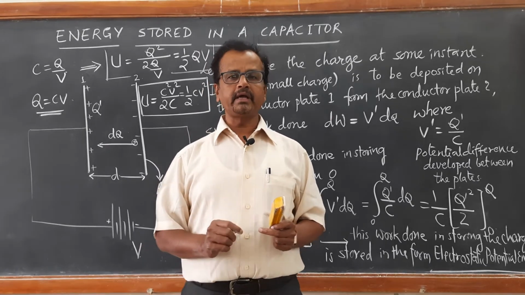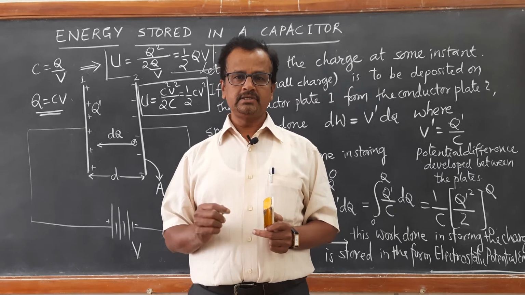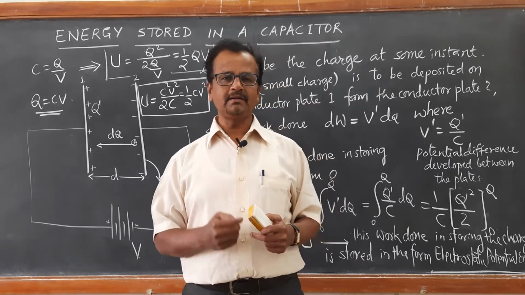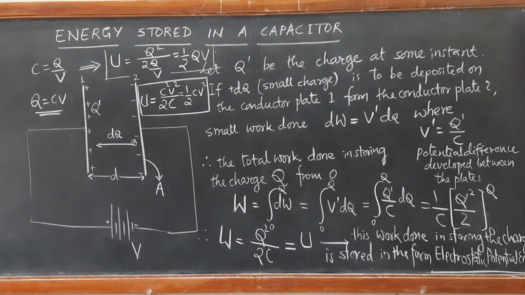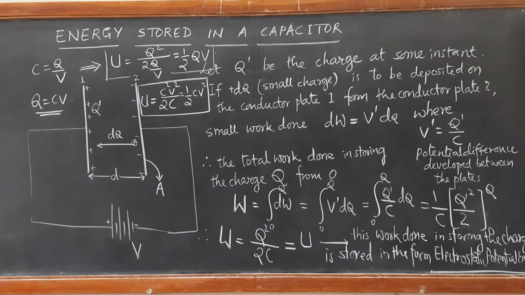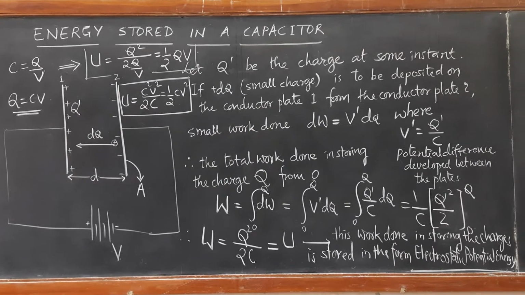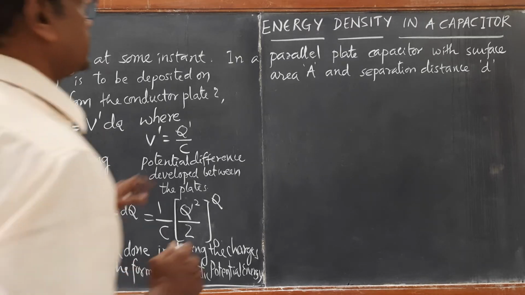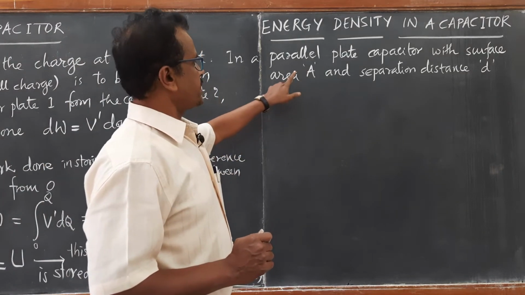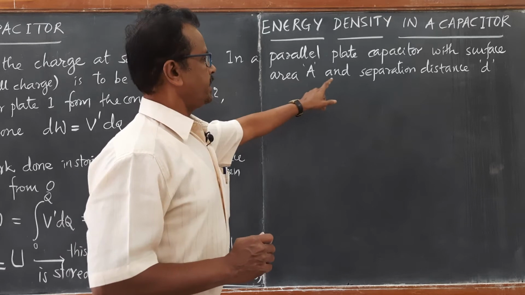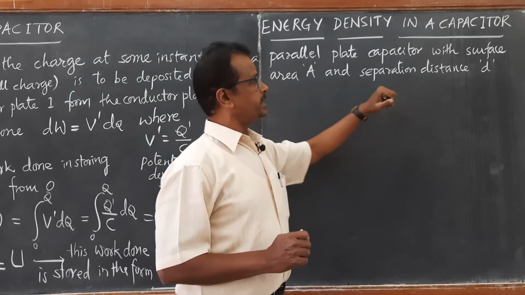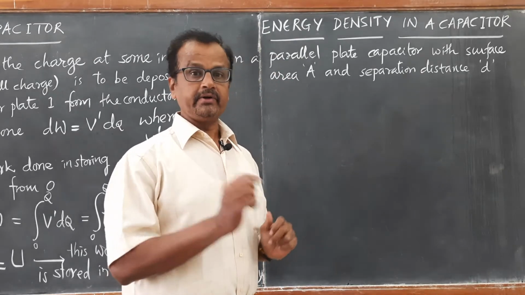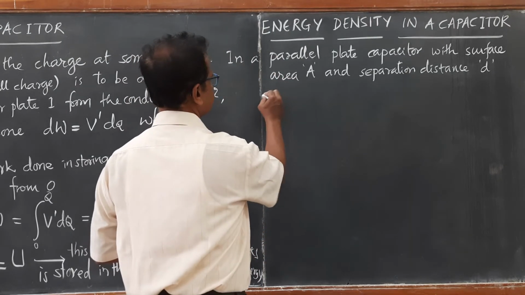Then how one can calculate the energy stored in the parallel plate capacitor, and then energy density in a parallel plate capacitor in terms of electric field. In a parallel plate capacitor with surface area A and a distance of separation D, we are going to calculate what is energy density, energy stored per unit volume, right? We have energy.